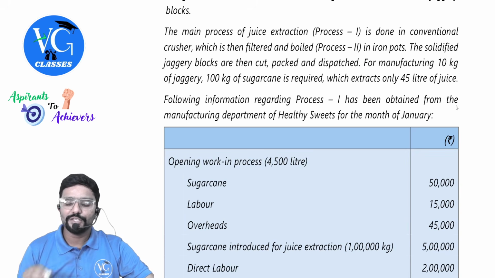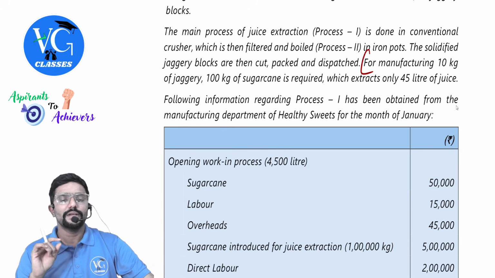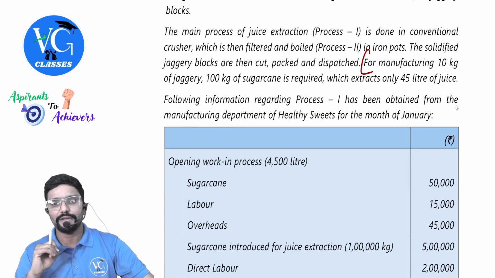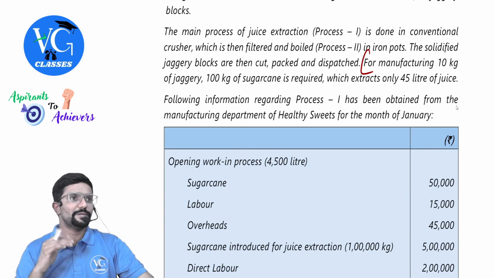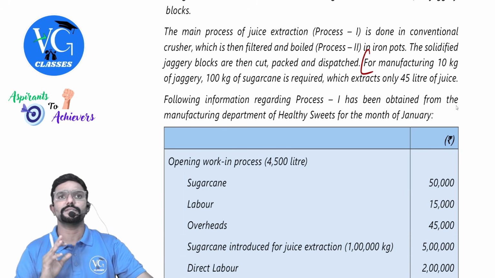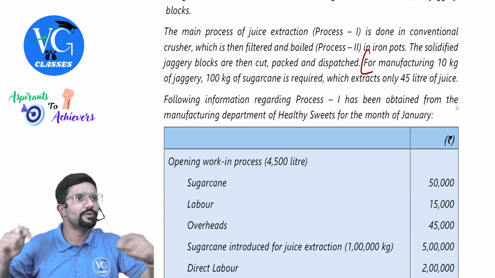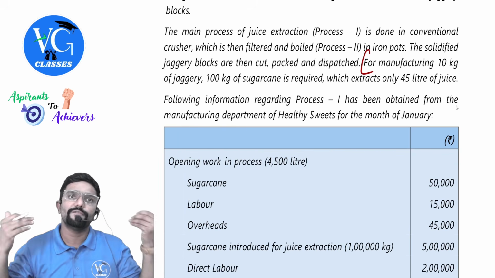Okay. Now the actual numbers start from here, guys. For manufacturing 10 kg of jaggery, 100 kg of sugarcane is required, which extracts only 45 liters of juice. That means the remaining 55% is what? Waste. What waste? Normal loss. Because that is not in our hand. Sir, if I do anything, can I get 100 liters? No, not possible. Maximum you can get is 45 liters.